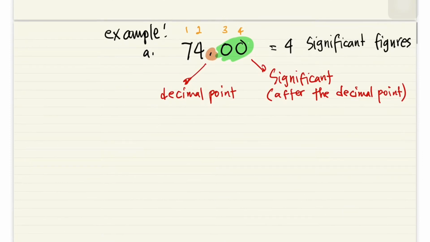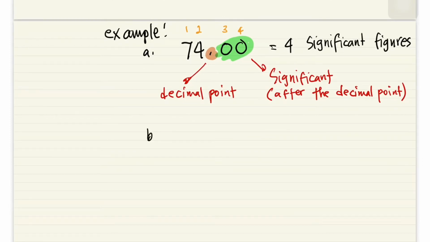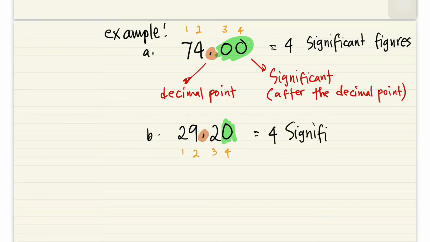Another example. If you have 29.20, there's a zero here and a decimal point here. It means the digits after the decimal point are significant, so you count 1, 2, 3, and 4. The answer is 4 significant figures, because the zero comes after the decimal point.